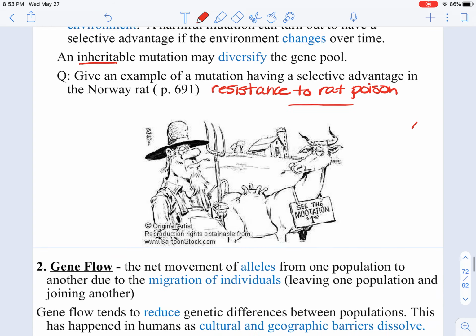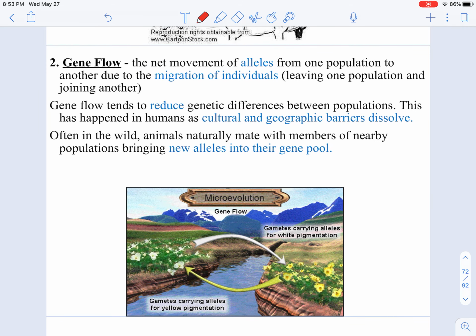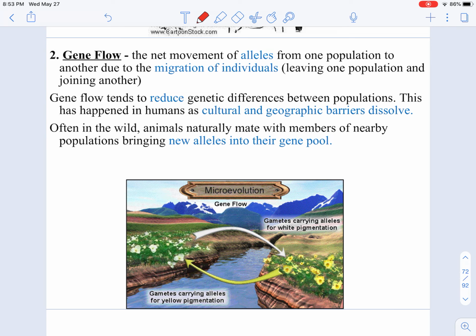Second one is gene flow. And gene flow is the movement of those alleles from one population to another because of organisms migrating. So they will go and mate with other populations. So just think about maybe coconuts flowing from one island to another island. So think of that as gene flow.